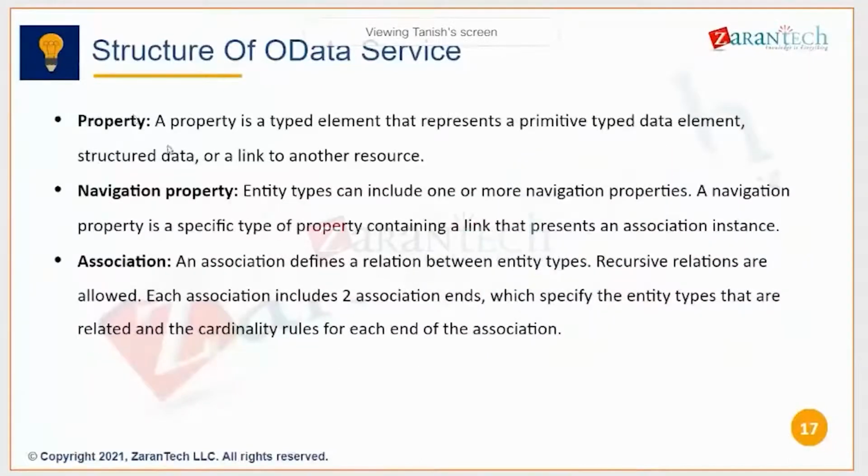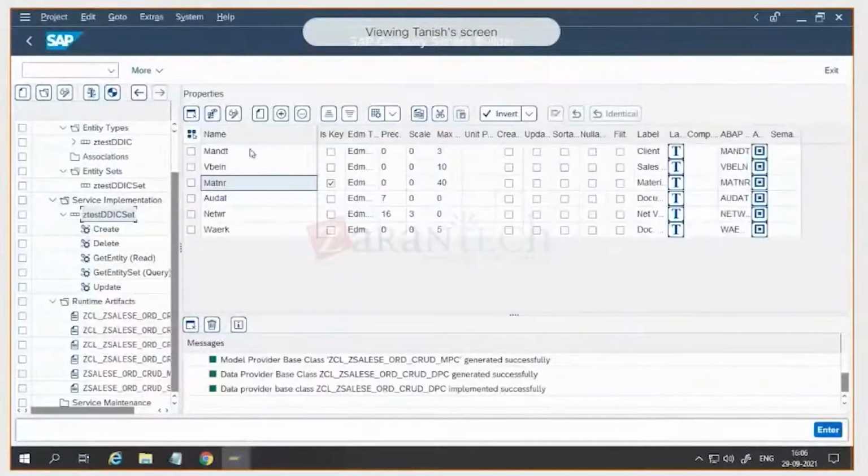Property. A property is a typed element that represents a primitive data type element, structured data, or is linked to another resource. So basically the properties are here, right? These are properties. It can be any element, one element of type, any EDM string or some decimal value, or any particular data type it defines.